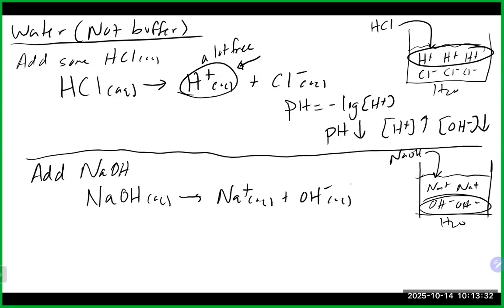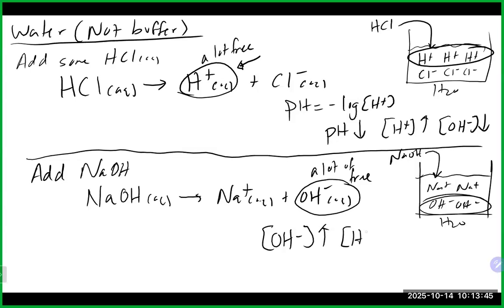And once again, it's going to create a lot of free OH minus in that solution. And that's going to cause the concentration of OH minus to increase by default. Because they work together, the H plus concentration will go down. And here we would see the pH definitely go up, as we have introduced a lot of OH minus in this case. So again, if we had a pH of 7 for our water and we added this, we might be up to like a pH of 12 or 11, or a very big jump in pH.